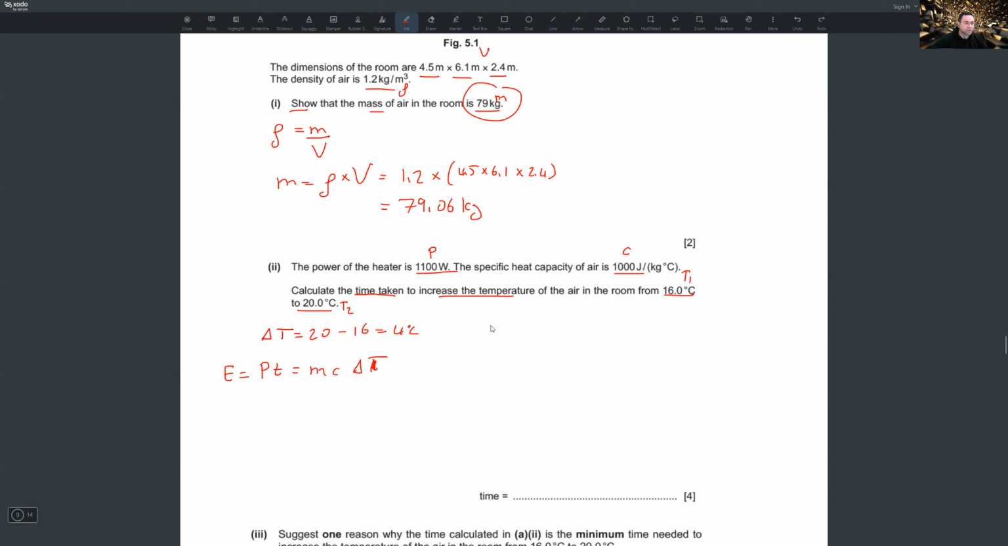You're absolutely right. What do I want? In questions like these, keep in mind, what do I want? I want the time. The time is going to be the subject. The time equals mc delta t over power. Power goes here. We have the mass, which is 79.1, rounded up a bit, times the specific heat capacity, which is 1000. So it's given. Times delta T, which is 4, which we got here. Over P, which is given.